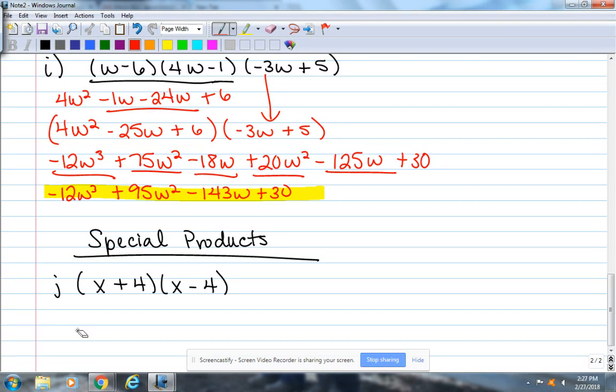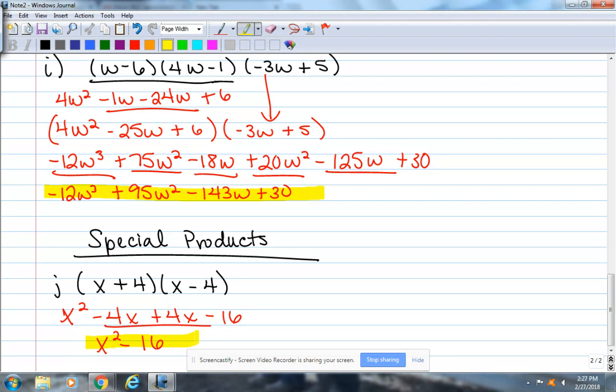All right, okay, you could FOIL this, right? We could FOIL it. Let's do it the regular way. X times X is X squared, right? X times negative 4 is negative 4X. 4 times X is positive 4X. And 4 times negative 4 is negative 16. And then I combine like terms and what happens? The X terms cancel out and I'm left with X squared minus 16. So if you don't remember the shortcut, guess what? FOIL it, you get your answer.